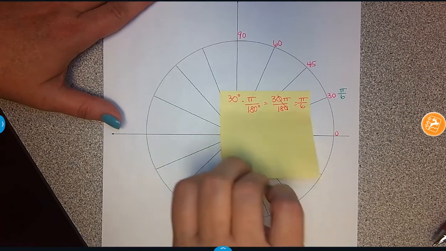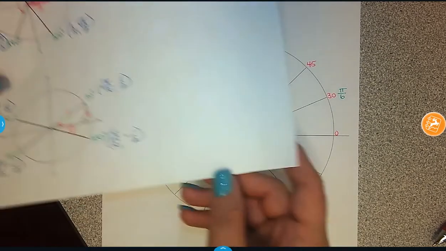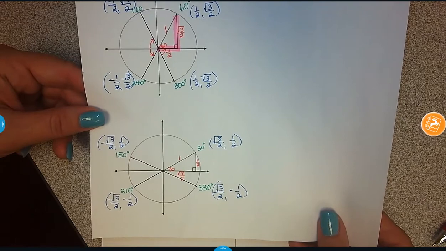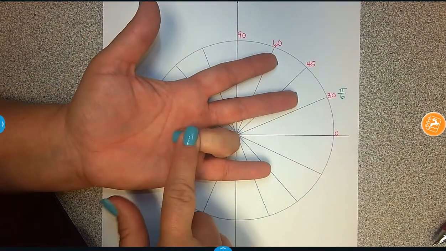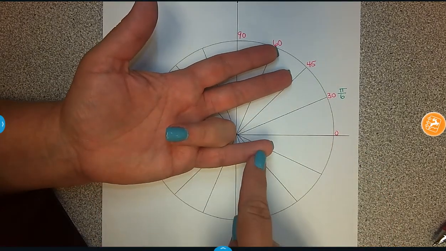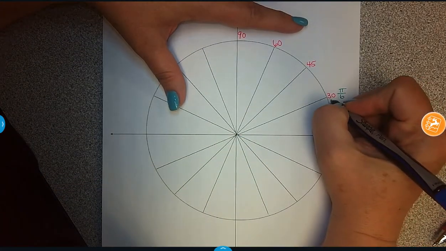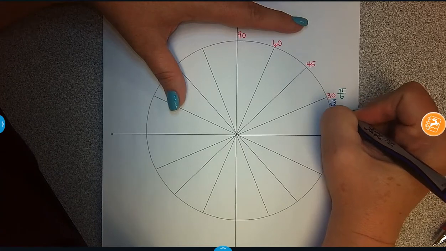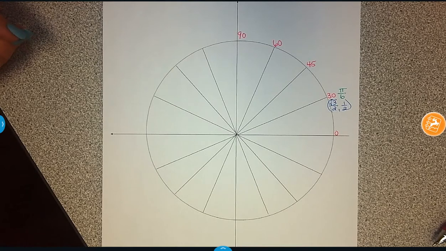And then I need you to put your ordered pair on the circle. Okay, for 30 degrees, we've got it here. Or you can go back to here. 30 degrees, the square root of 3/2, comma, 1/2. So I need you, before you come back to class next time, to complete this unit circle, and that's what I'll be checking for your homework.